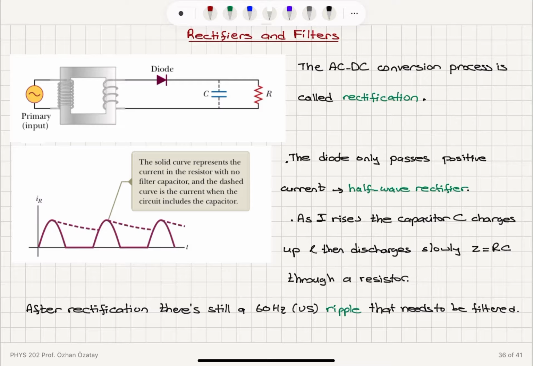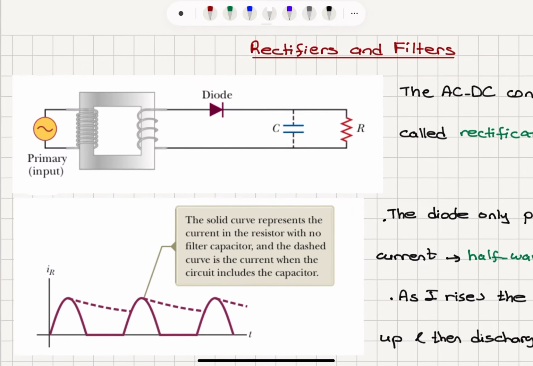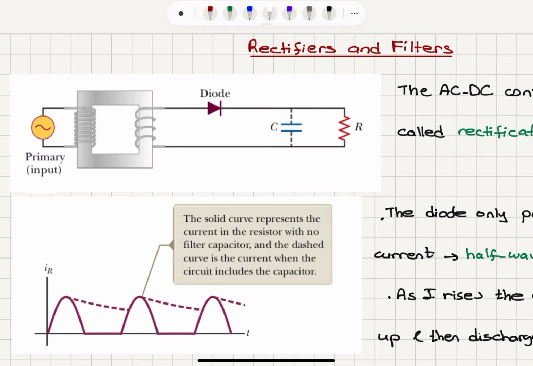Rectifiers and filters. So far we talked about AC circuits. Now if you want to convert AC to DC, the AC-DC conversion process is called rectification. And here is a half-wave rectifier circuit.